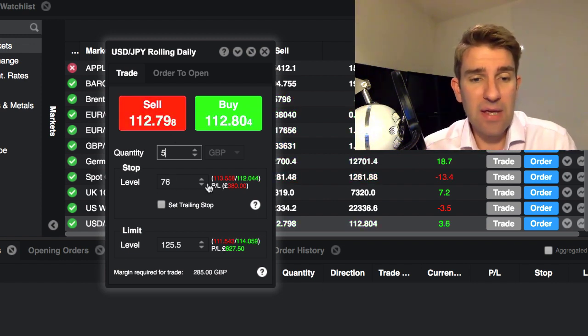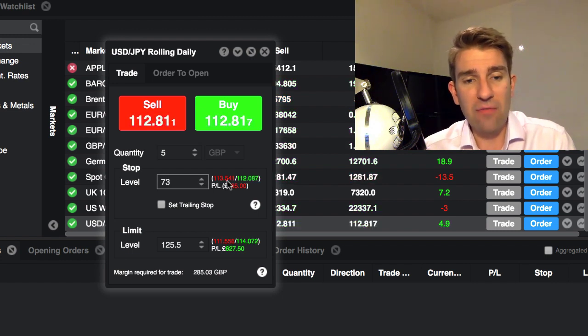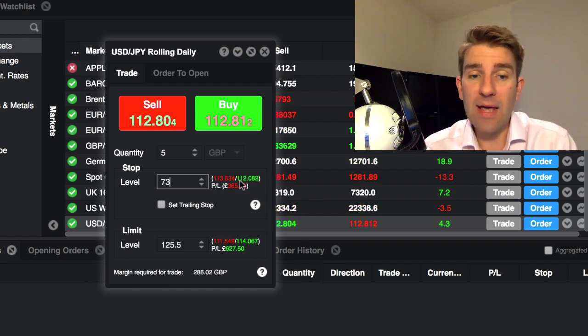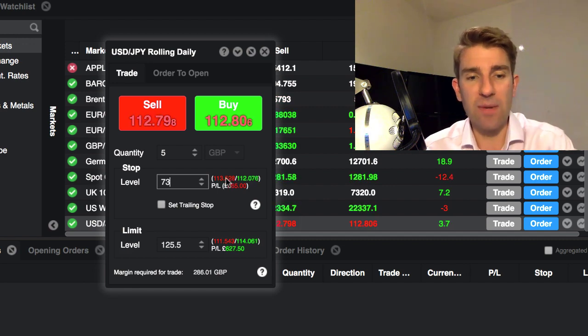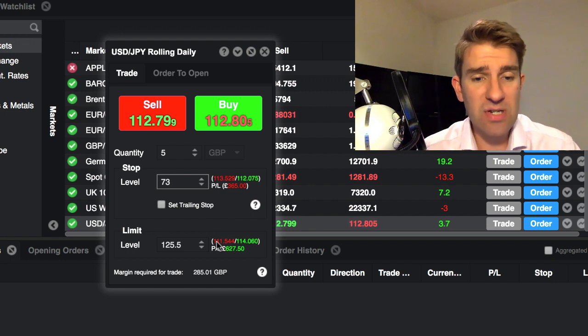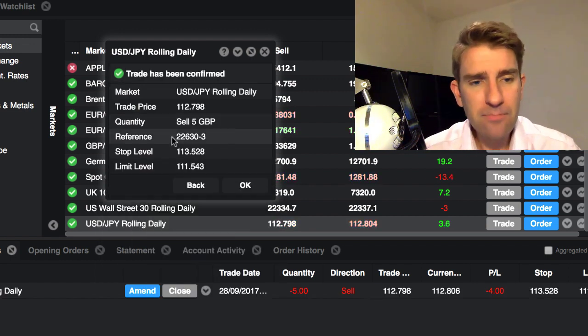Our stop, we have to adjust this a little bit, but I'm happy to leave it just above that 113.50 level. So if we're short, that would be our stop. If we went long, then our stop would obviously be below the market. But as we're going short, that's going to be our stop. We check the red side corresponding with the sell, and also let's see where our limit's going to be. I'll take profits at that 111.50. Great, sell it. We're in.